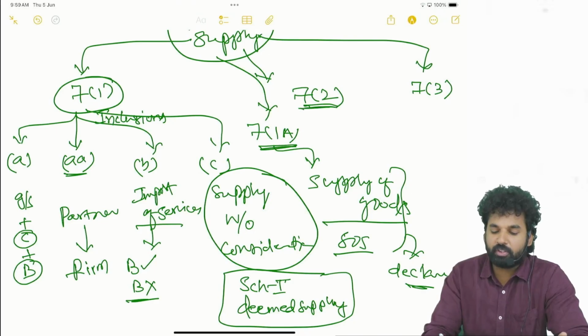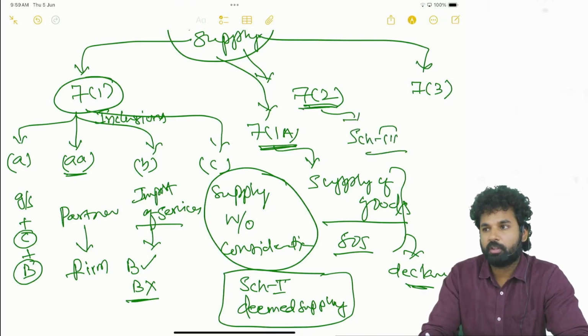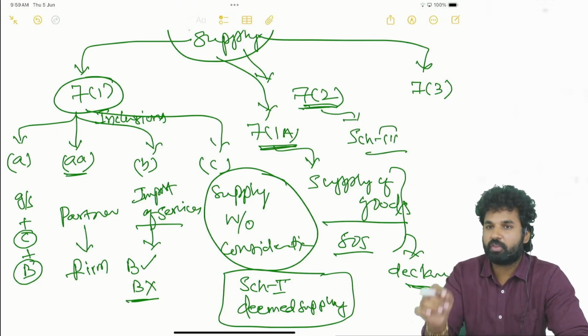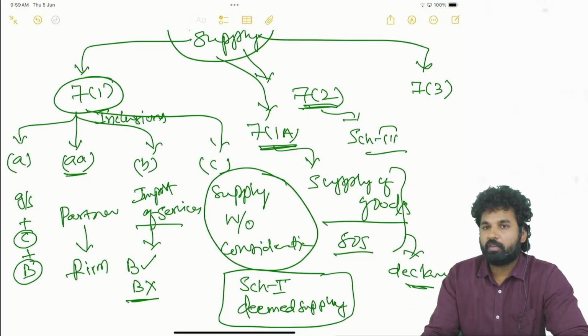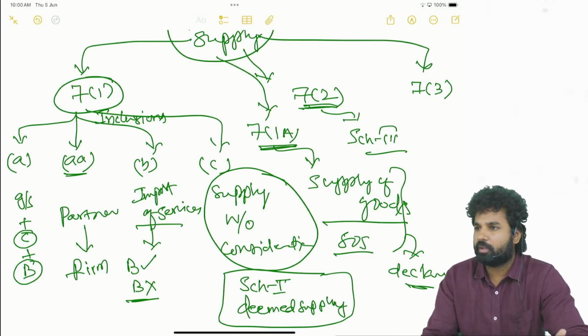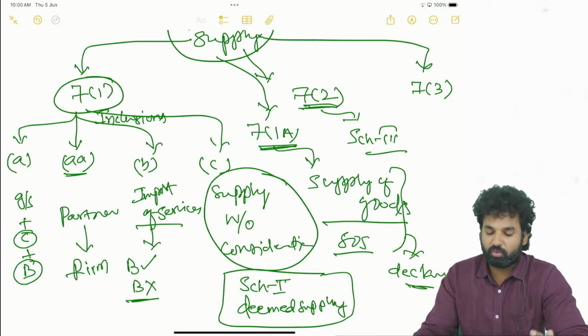And 7.2 is there, which talks about Schedule 3, the negative list. There will be a list of some activities which will not be treated as supply, even though all the conditions mentioned under 7.1A or AA or B or C, whatever it may be, are being satisfied, but still these will not be regarded as supply. That is what Schedule 3 is.